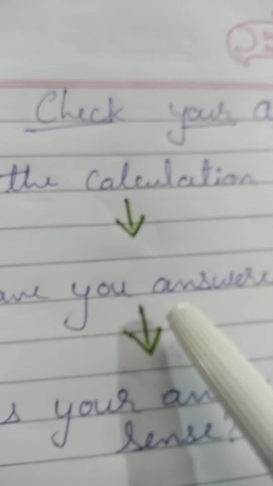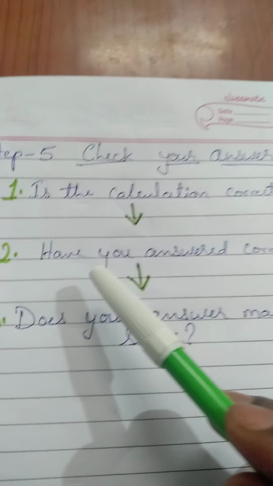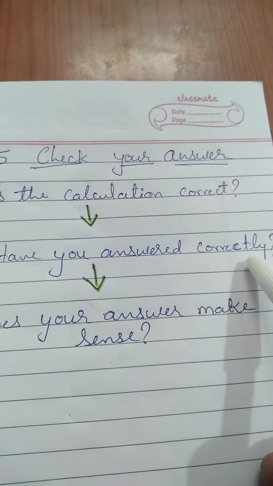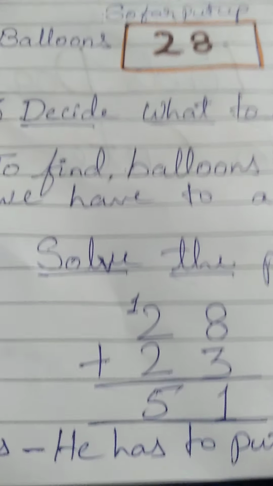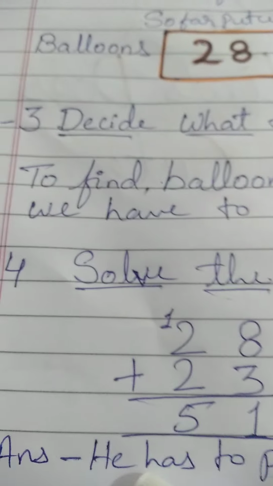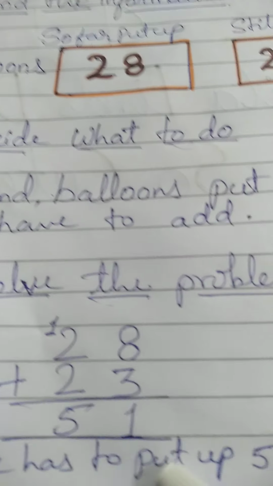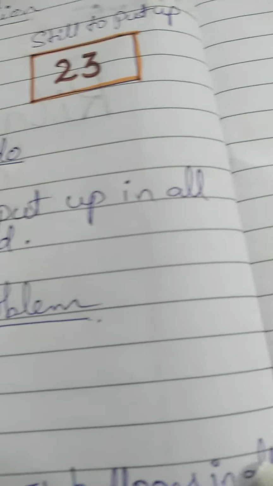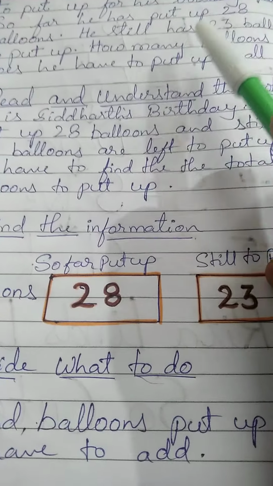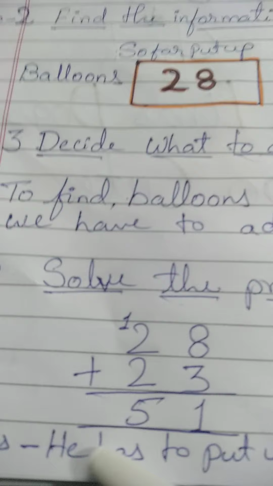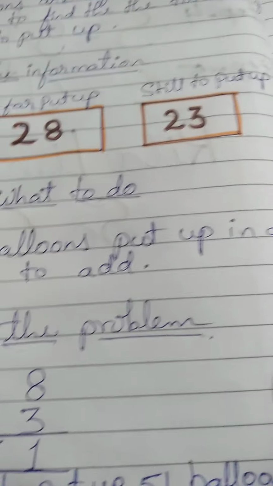Now, the second point, what does it say? It says, have you answered correctly? Means the answer we have written in sentence form, is it correct or not? He has to put up 51 balloons in all. The question that was given, have we answered it or not? Yes, as per the question, we have answered it. He has to put up 51 balloons in all.